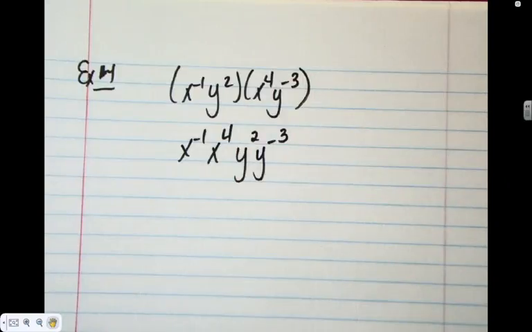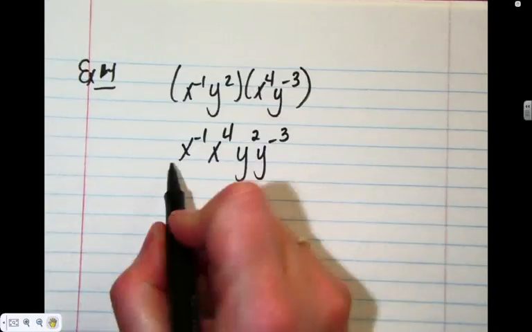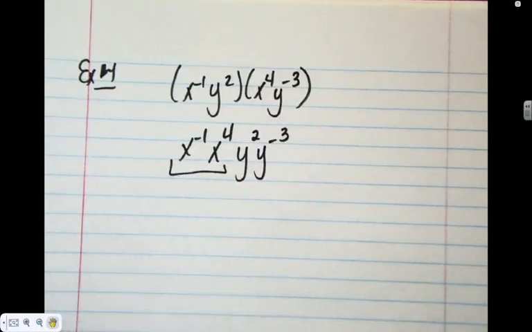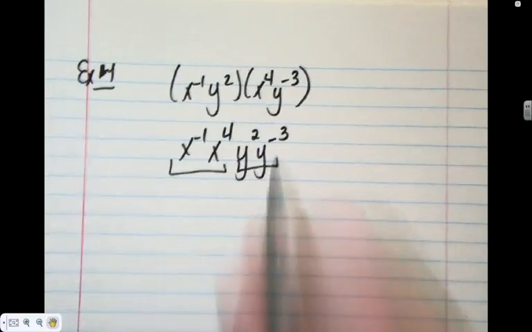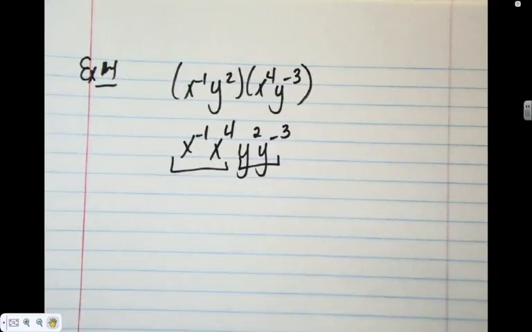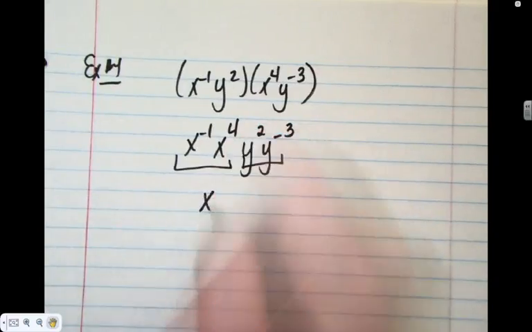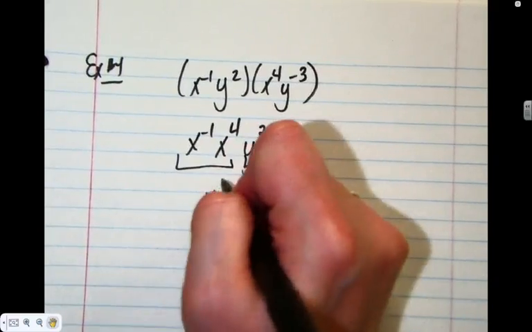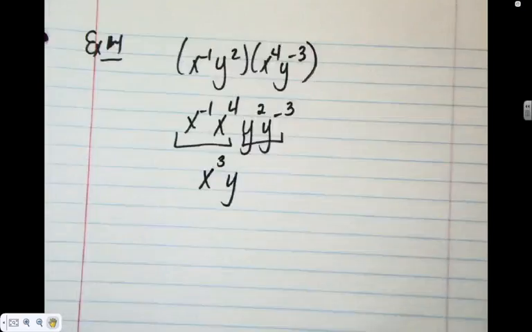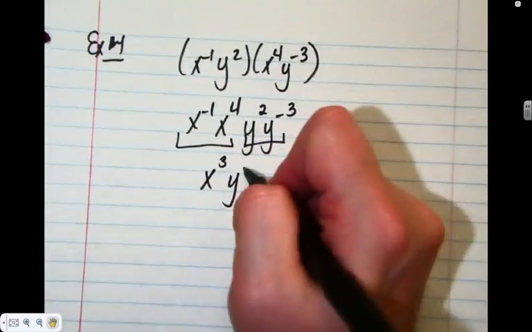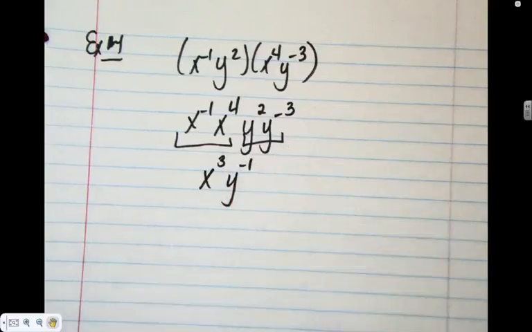So when I'm multiplying like that, does the order matter? Does 2 times 1 mean anything different than 1 times 2? So all I did was group them so that you can see we're going to combine the x's together and the y's together. Exponent law says if we're multiplying, we add. So this gives me x to the 3. And over here, we have y to the negative 1.